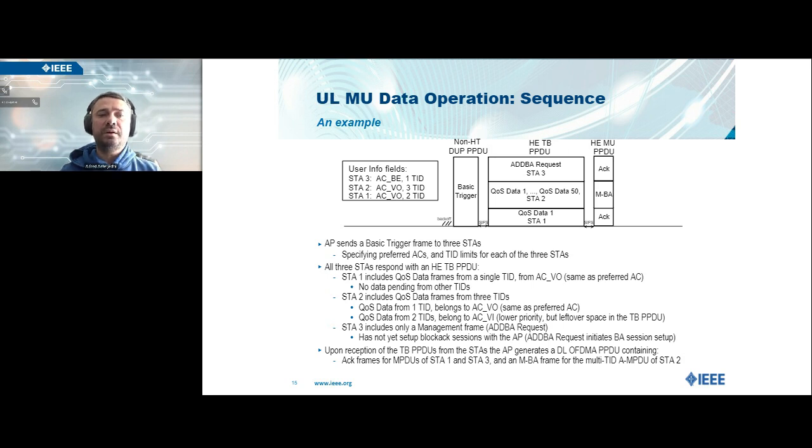And of course, as mentioned, after receiving the trigger-based PPDUs, the access point is going to generate, in this example, I took option 2 as a way to explain the example, where the access point generates a downlink OFDMA PPDU containing the acknowledgement, the multi-STA block acknowledgement for the stations in a downlink OFDMA format.